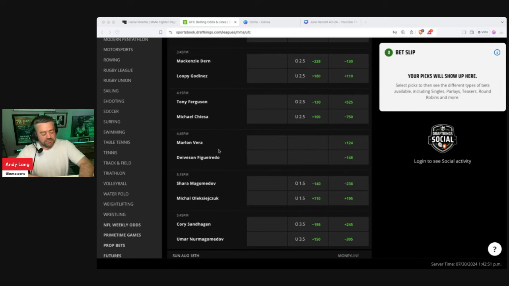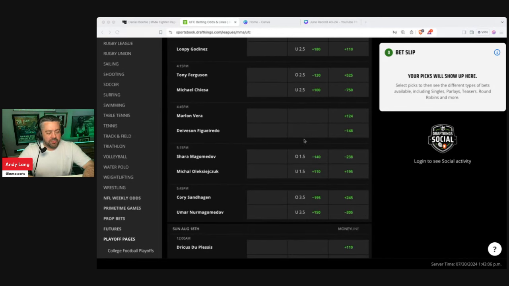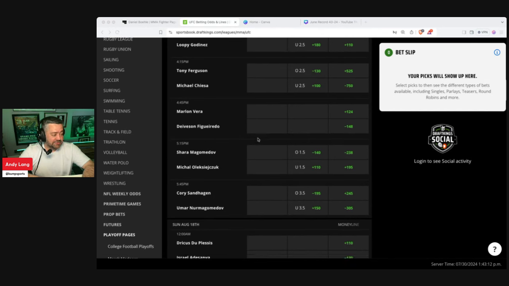I love the overs in this one. Once they release the lines, to start round 2 is an absolute 100% parlay piece. Vera and Fig to start round 2, 100%. These guys start off slow. They like to feel each other out. I think they're pretty evenly matched. Vera's probably going to have the size advantage, but this is to start round 2, absolutely.